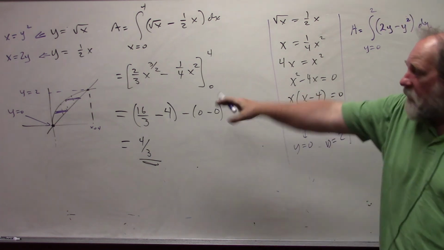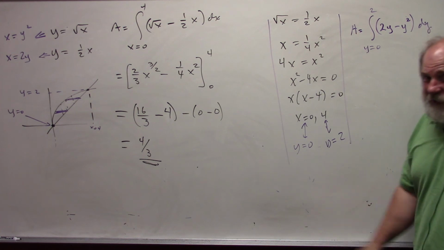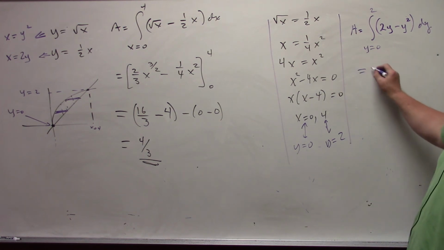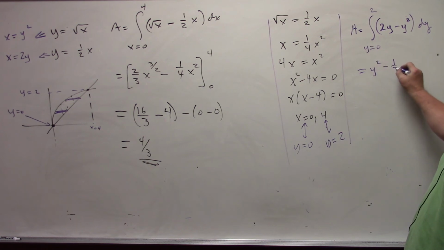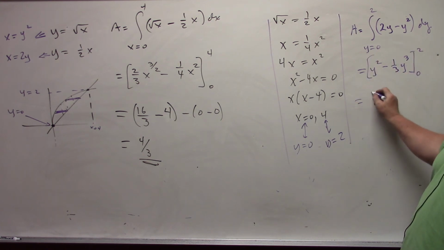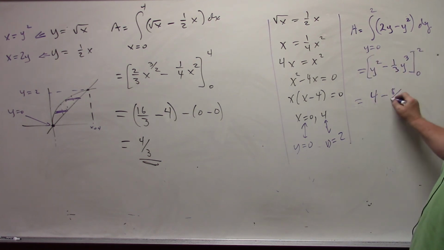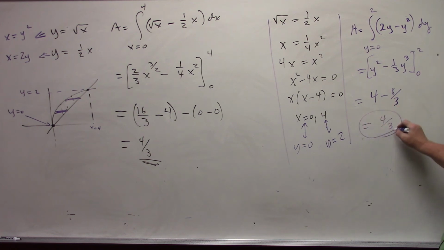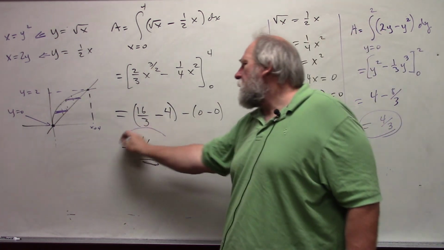And this is the same area, so hopefully we're going to get the same result at the end. It shouldn't matter which way we do this. This is y squared minus 1/3 y cubed, evaluated from 0 to 2, which gives me 4 minus 8/3, which is 12/3 minus 8/3, 4/3. Get exactly the same result.